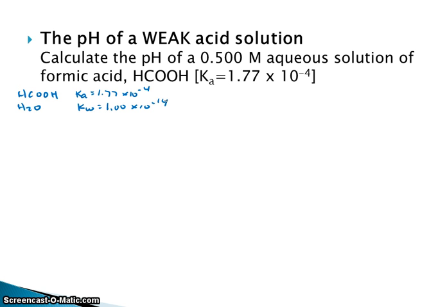Formic acid donation of hydrogen ions will predominate, technically assuming that water's contribution is negligible. So the next thing we're going to do is write our equilibrium expression for the dominant equilibrium.